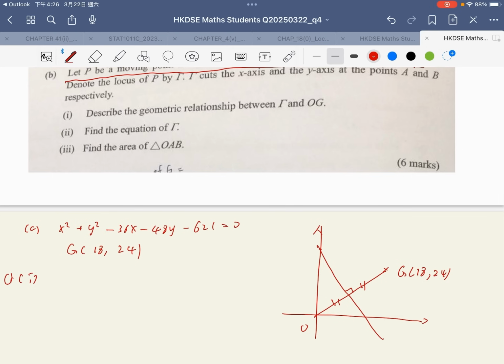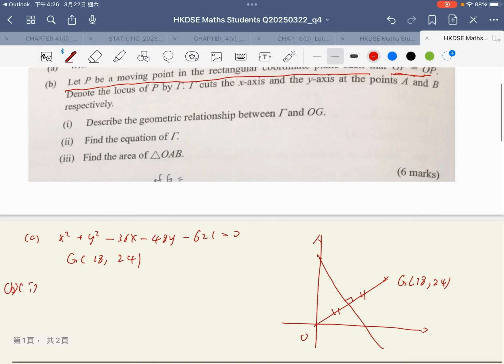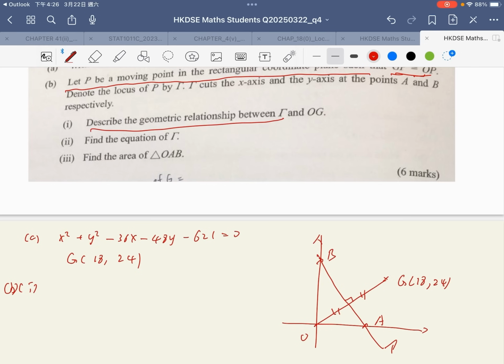For part B1, the locus gamma cuts the x-axis and y-axis, denoted by A and B respectively. Describe the geometric meaning of gamma and OG: gamma is the perpendicular bisector.